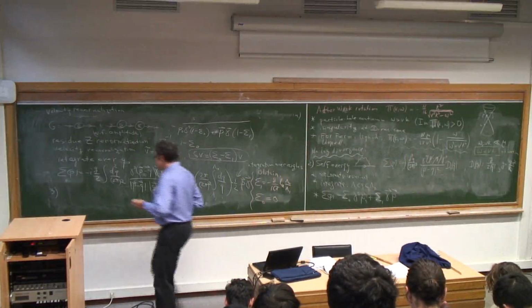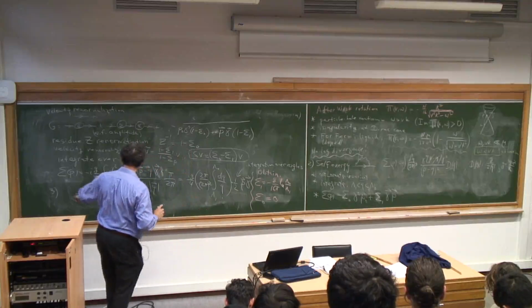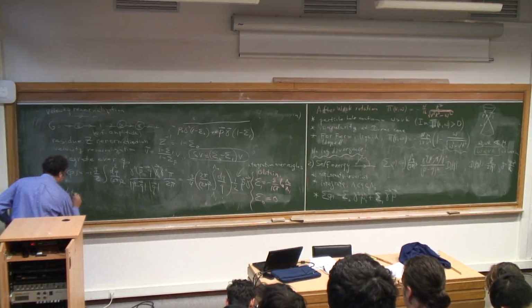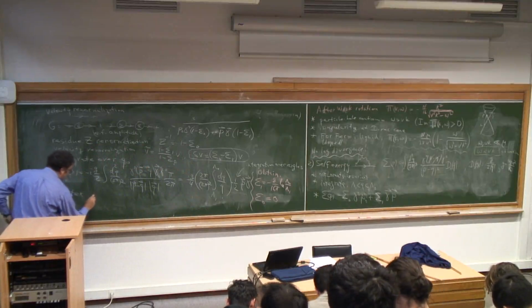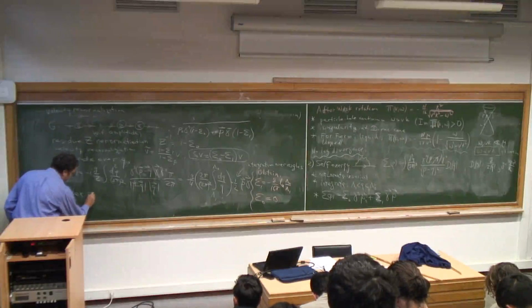So polarization operator is not generating any log divergence, and then the vortex correction also not doing anything.